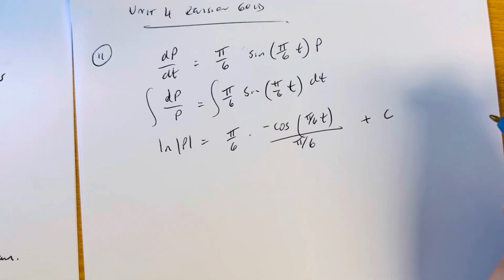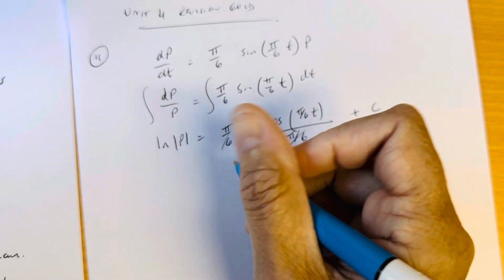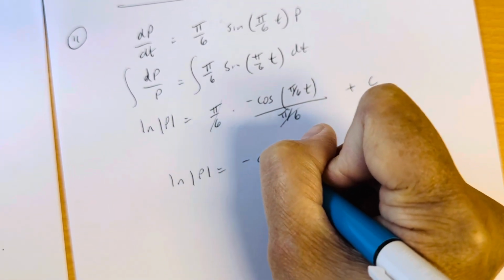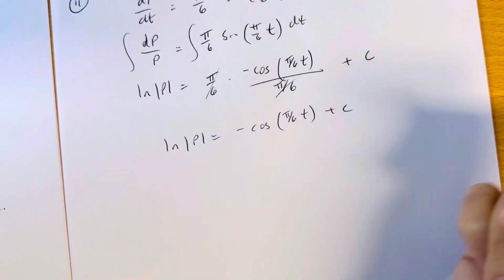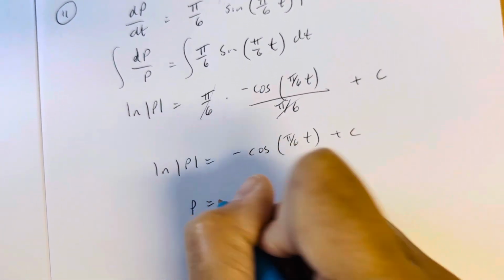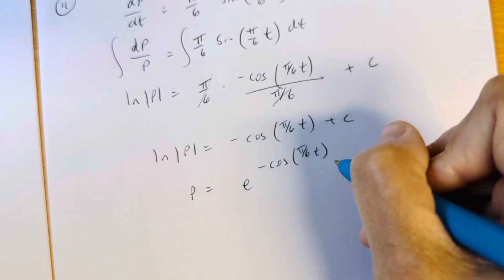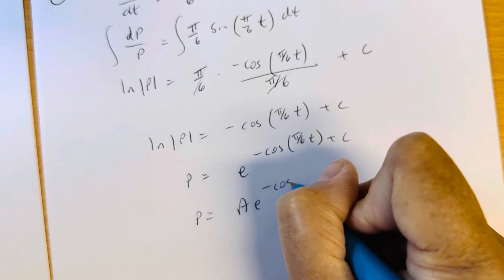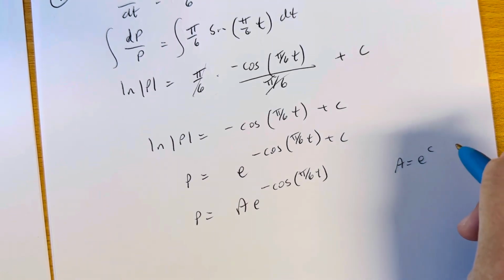So what is going to happen with the two π/6's? They'll cancel, won't they? Which is kind of nice for us. So ln P equals negative cos(π/6 t) plus c. So P equals e to the negative cos(π/6 t) plus c. P equals A e to the negative cos(π/6 t), where A equals e to the c.